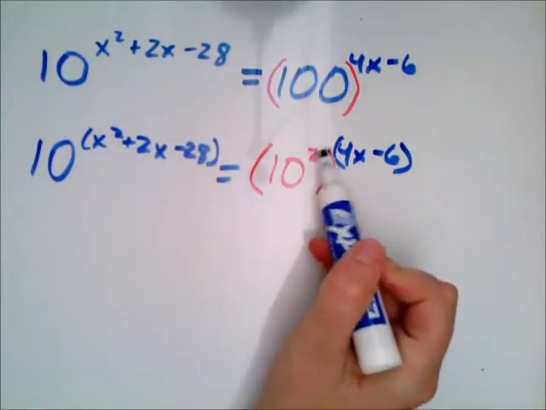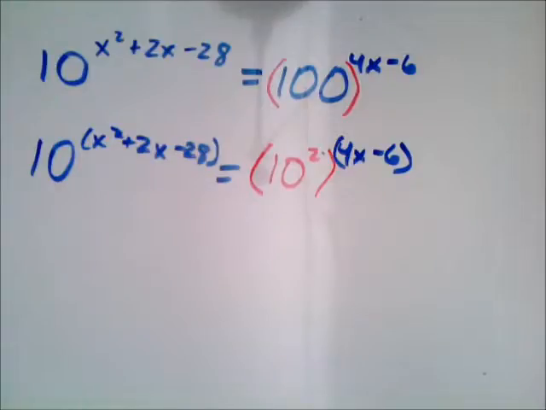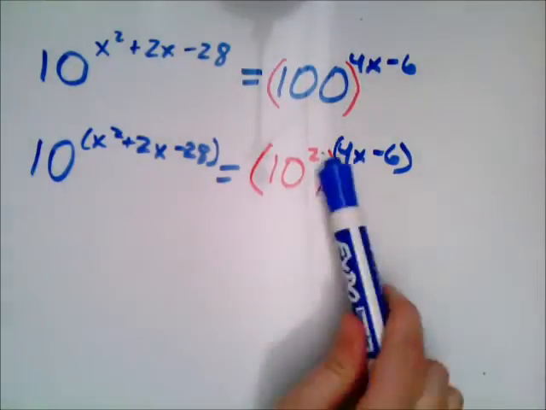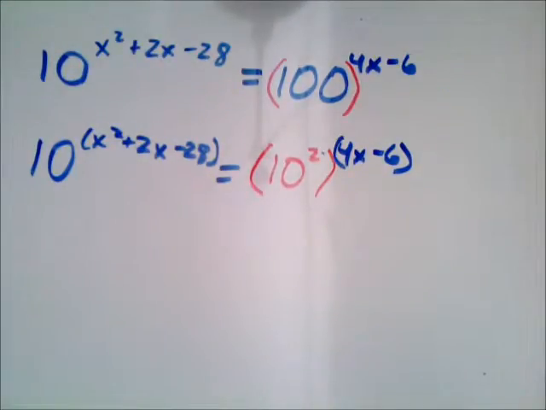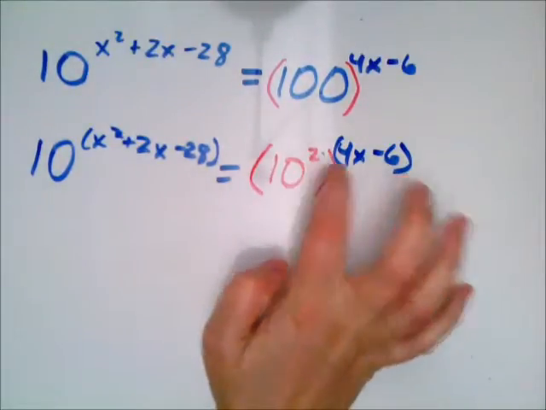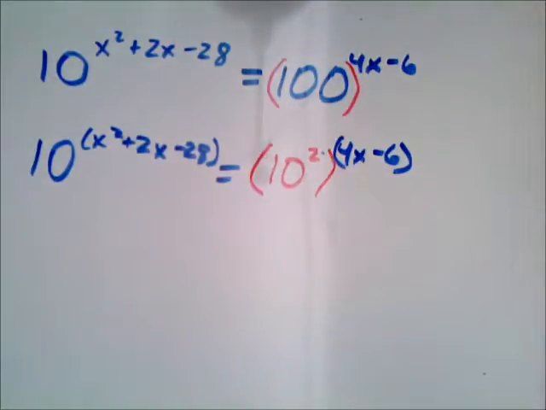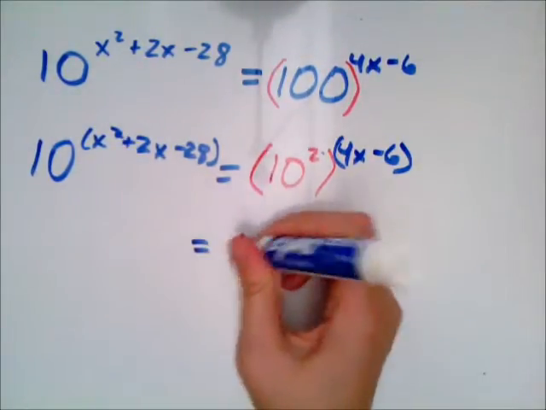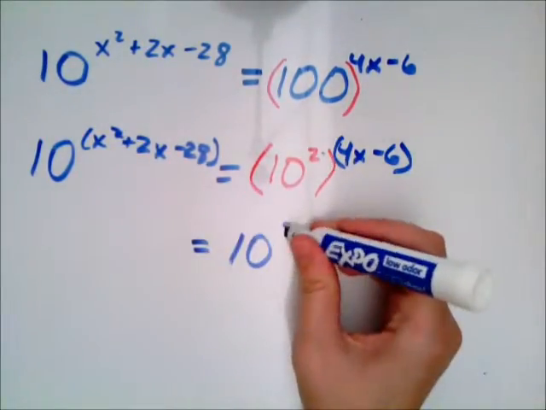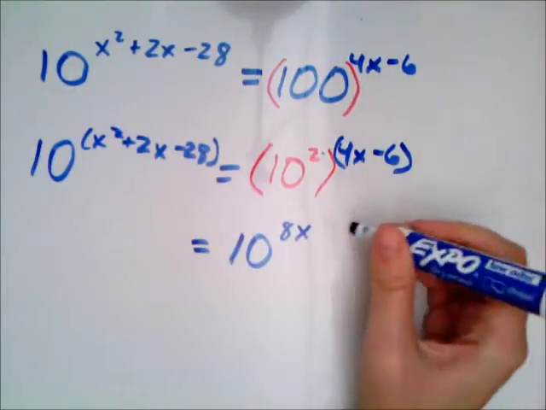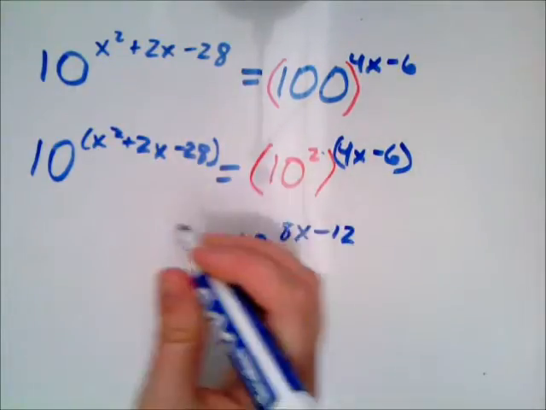What do I do when I have an exponent to an exponent? Like if I have 10 squared to the third or something. Remember, I multiply the exponents? So still the same thing even when there's x's in your exponents. And so this 2 is multiplied by this whole exponent. So this becomes 10 to the 2 times 4x is 8x. And 2 times negative 6 is negative 12.